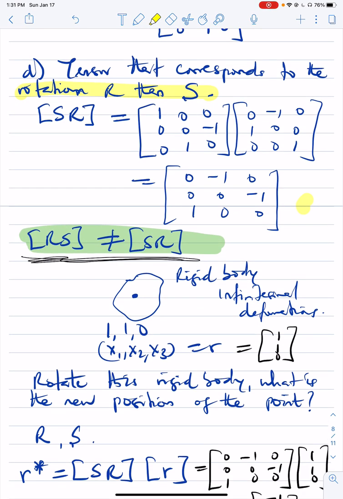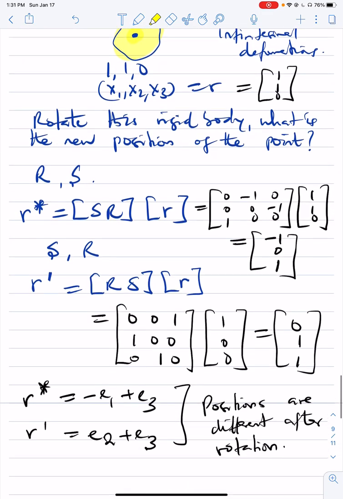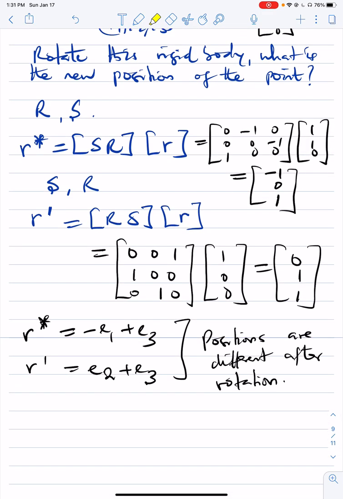Then if we have a rigid body which we are considering, a point on that rigid body changes depending on the order of the rotation. And that was what we were able to prove with the values of R prime and R asterisk.